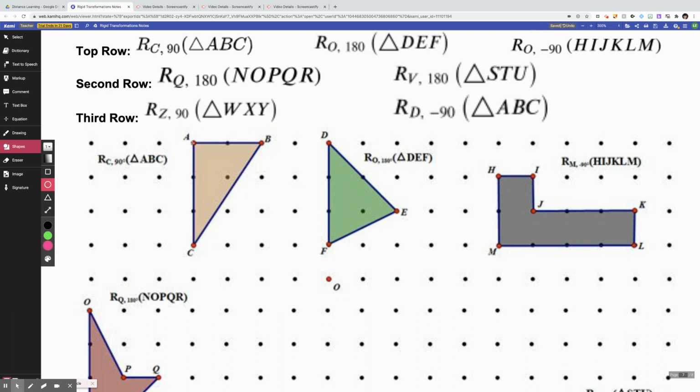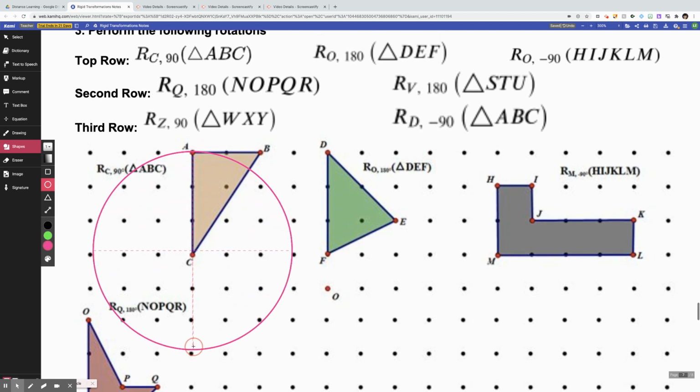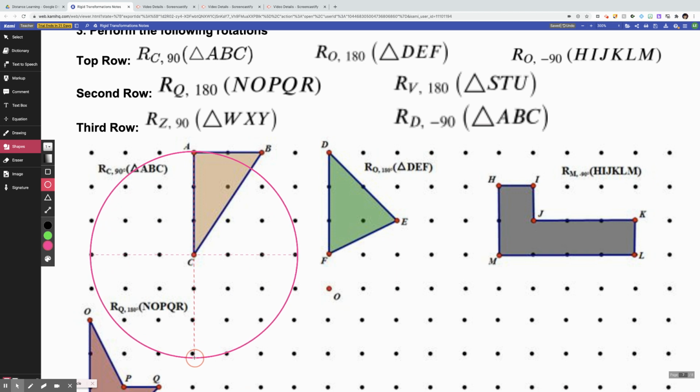All right, I'm gonna draw a circle, and I want the center of my circle to be at point C. Do you see where those dashed lines intersect and they're on point C? And then I want the other part of my circle to line up with one of the other coordinate points that I'm trying to move. The first one I chose is point A. So here's my circle.